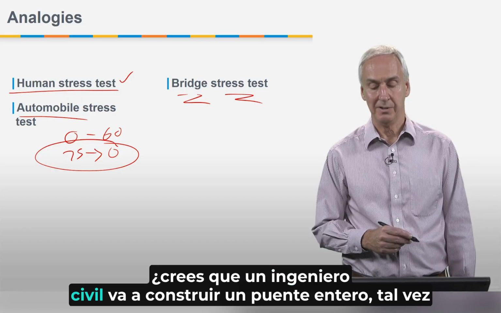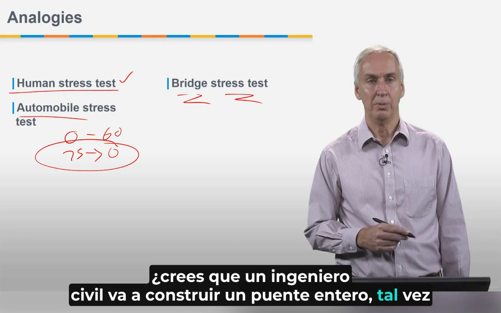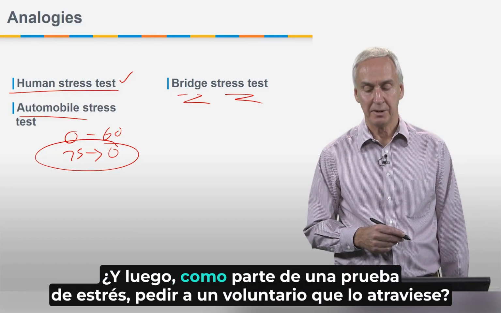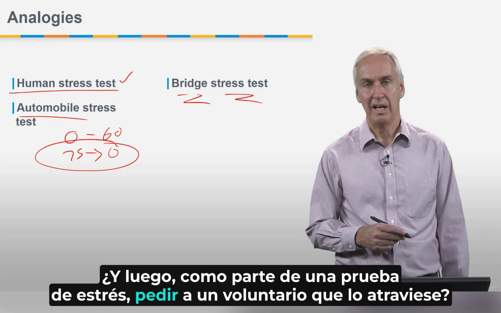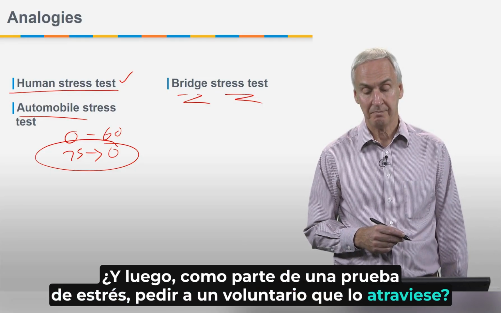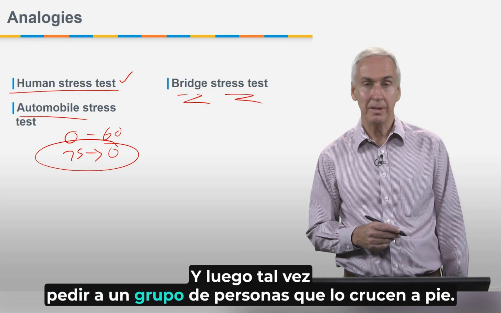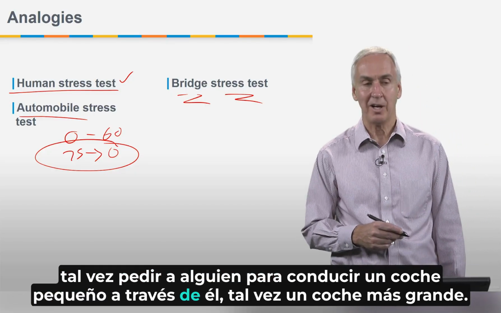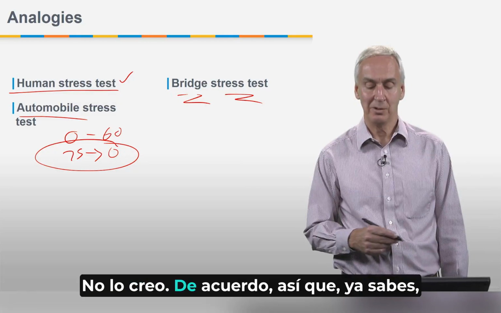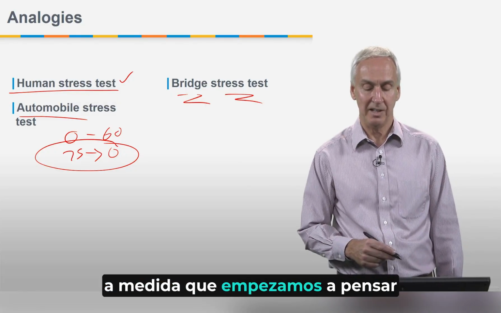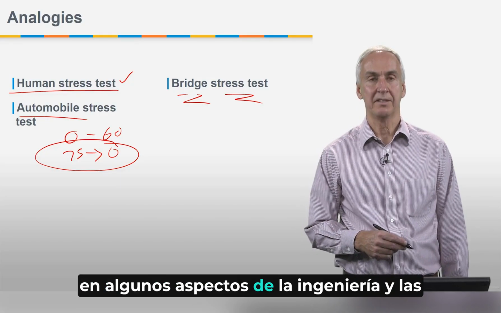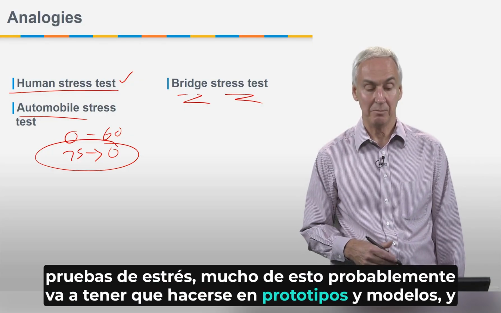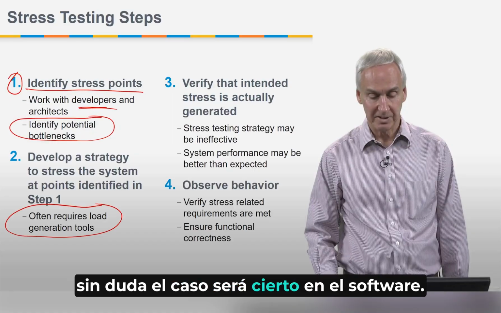Do you think a civil engineer is going to build an entire bridge, maybe across a canyon or something, and then as part of a stress test ask for a volunteer to walk across it, and then maybe ask for a group of people to walk across it, maybe ask for someone to drive a small car across it, maybe a bigger car? I don't think so. Okay, so as we begin thinking about some aspects of engineering and stress testing, a lot of this is probably going to need to be done on prototypes and models, and certainly the case will be true in software.